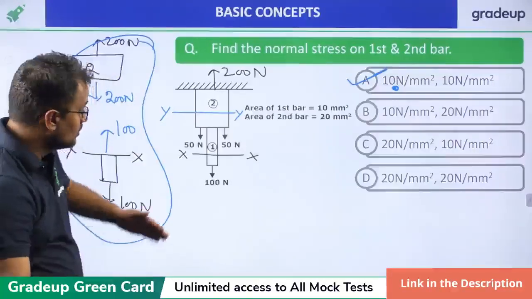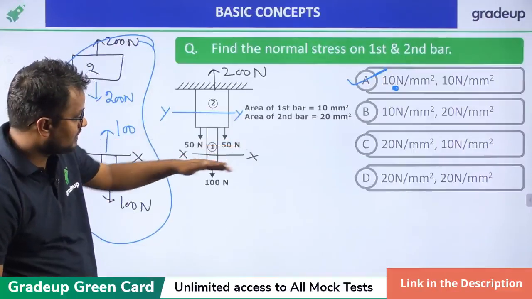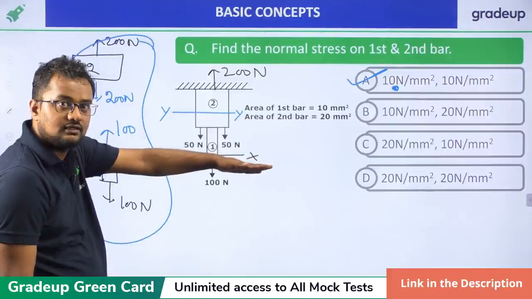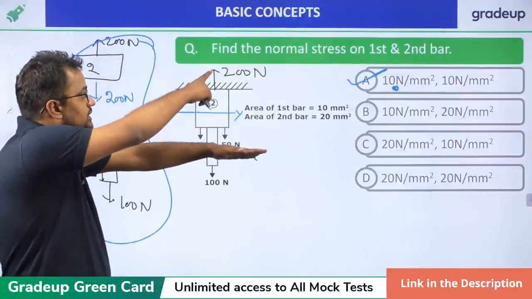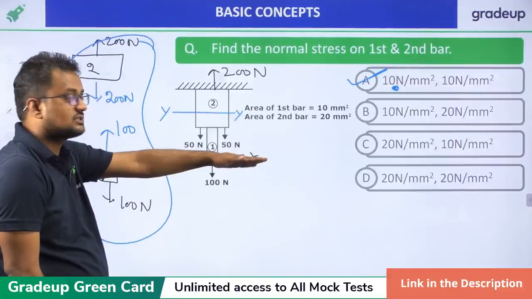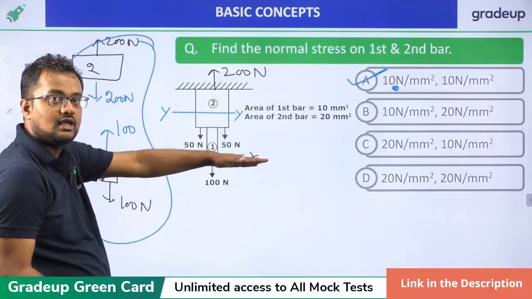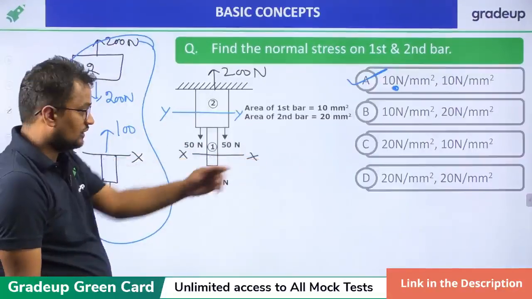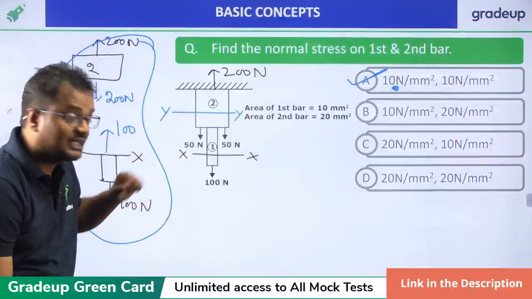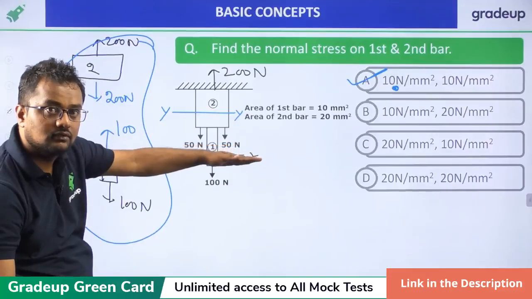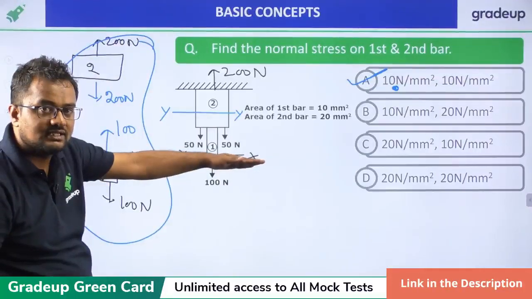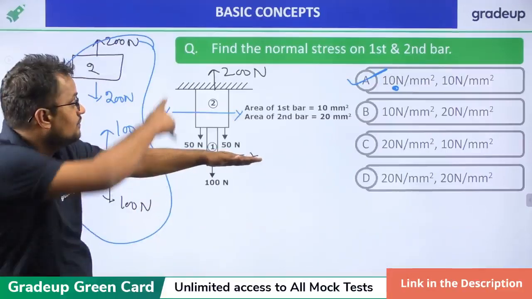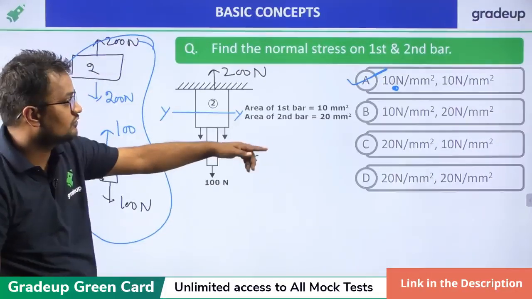See, do one thing. Put your hand here in the first bar anywhere. What is the force from downward you are observing? That is 100. Or from above also it is 100. See, this is 200 upwards and this 50-50 downwards. If I want to find out stress at first bar, put your hand here. From below my hand, what is the force? 100. And from above my hand, 200 force is acting upward and 50-50 is acting downward. So the net force from below is 100 and from above also 200 minus 100. So 100 by area is 10, therefore stress is 10.